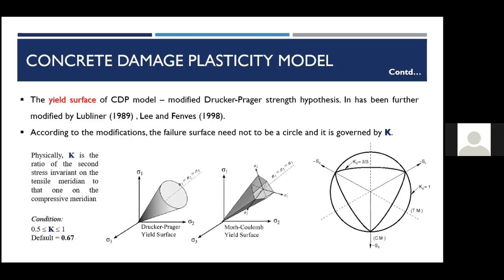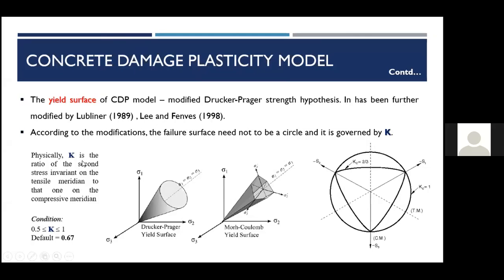The yield surface used for the concrete damage plasticity model is actually a modified Drucker-Prager strength hypothesis. This figure shows the failure surface according to the Drucker-Prager strength hypothesis. Now this model has been further modified by many other authors. According to the concrete damage plasticity model, the modification is such that the failure surface need not be a circle. This shape is governed by the parameter K. When K is about 2/3, it takes a shape like this. It's not a triangle, but a combination of 3 ellipses.